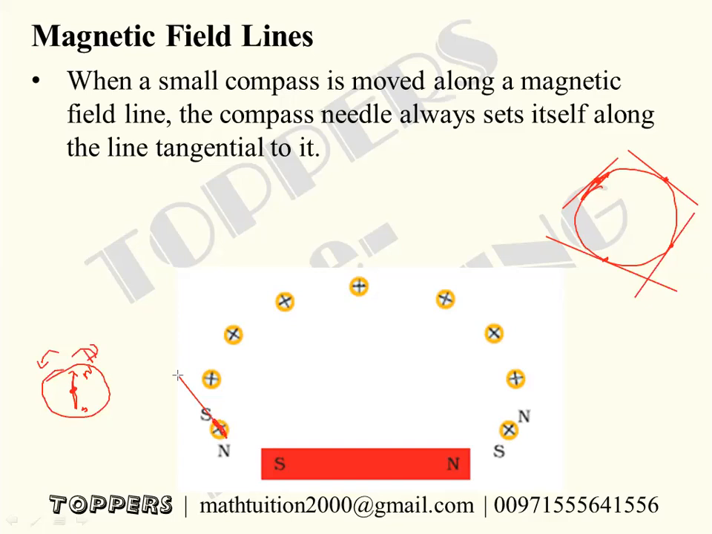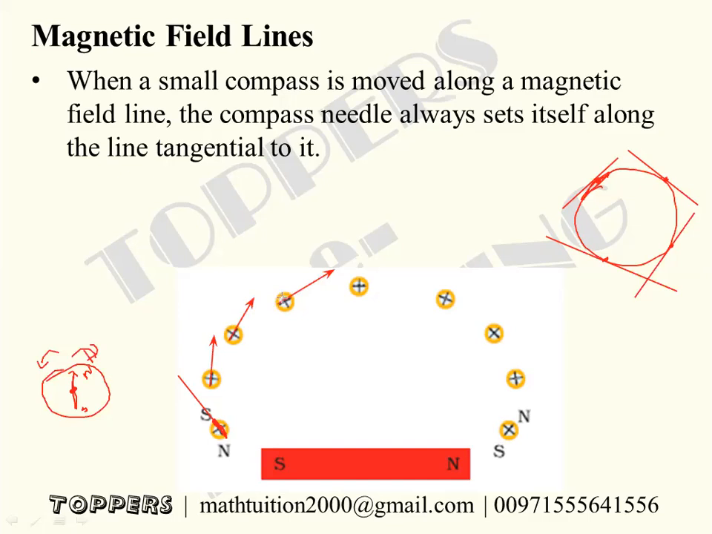Fine. Now, at this point, what is the direction? At this point, this is the direction. At this point, what is the direction? At this point, this is the direction. That is why we said that the magnetic field is a vector quantity. It has a magnitude and also it has a direction.